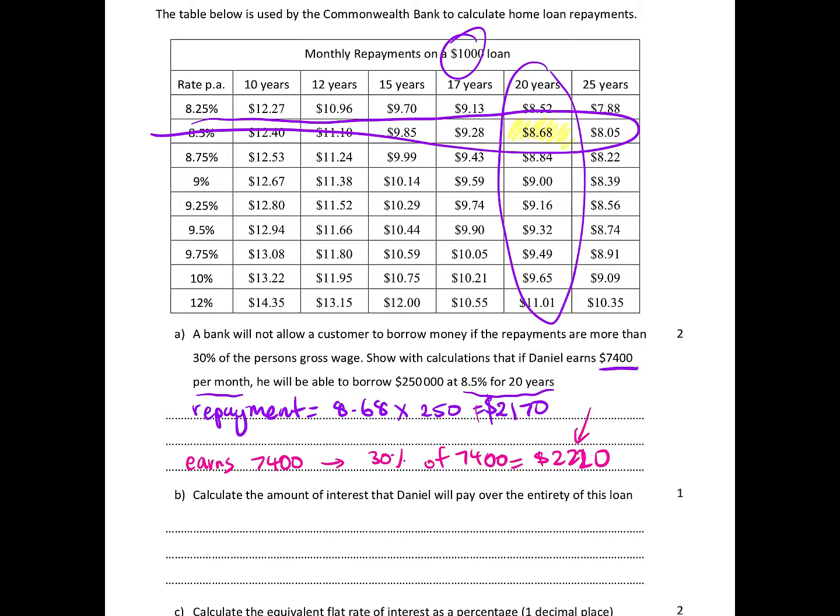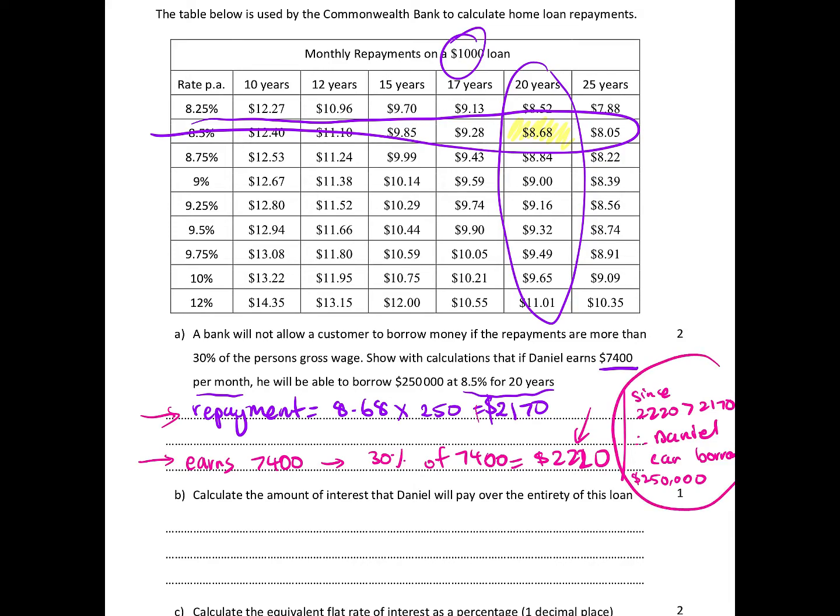that loan. Banks always have to make sure that you are able to make your repayments. So in this case, we just want to make sure that 30% of their gross wage is in fact higher than what the repayment is. So you would write here, since 2,220 is greater than 2,170, therefore Daniel can borrow $250,000.